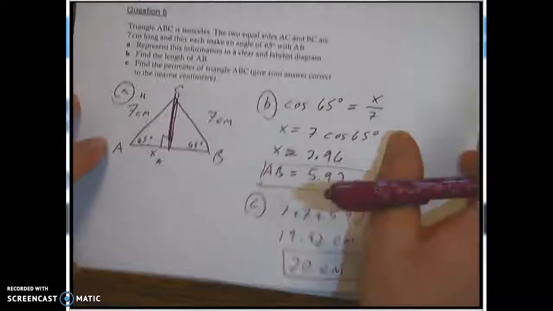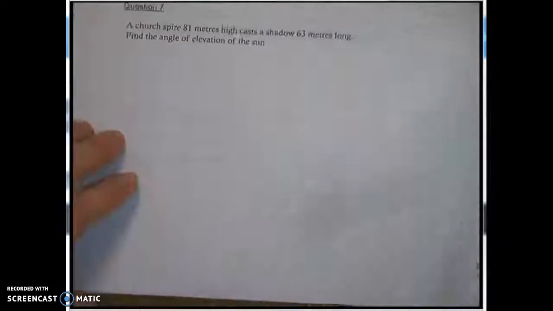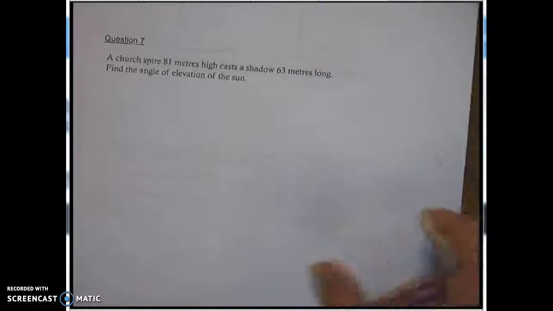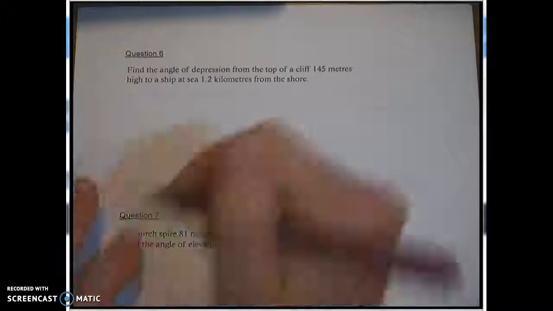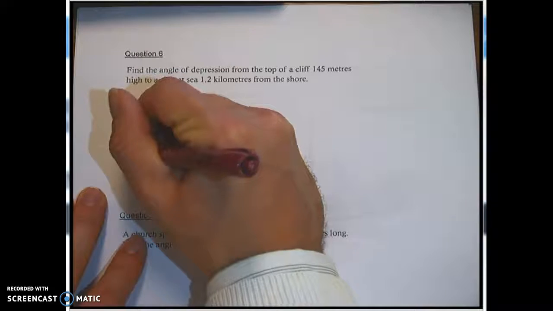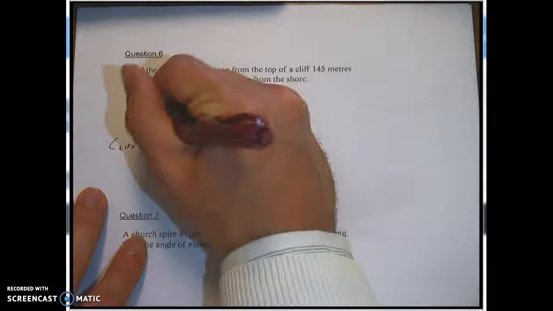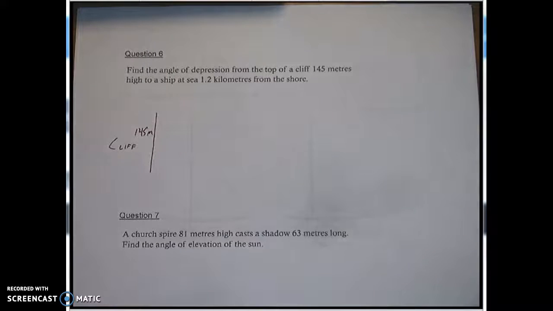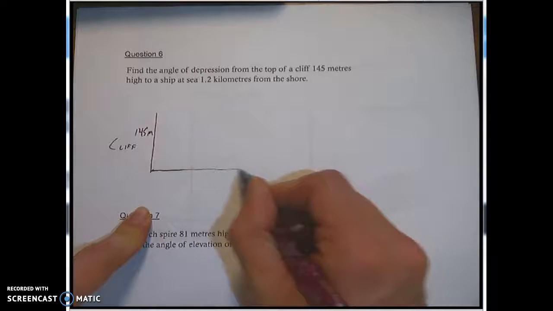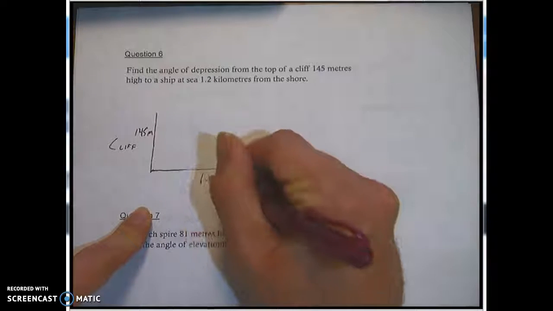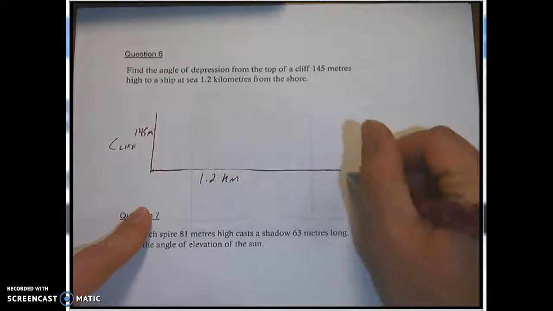Okay, let's talk about another one. I want to talk about angles of depression. Find the angle of depression from the top of a cliff, 145 meters high, to a ship at sea 1.2 kilometers from the shore. So, here's a cliff. There's my cliff. And I know it's 145 meters high. And over here, across the sea, 1.2 kilometers away, there's a ship.